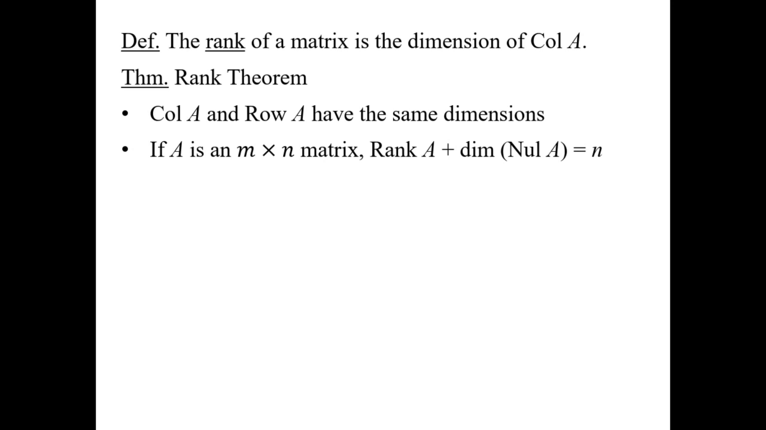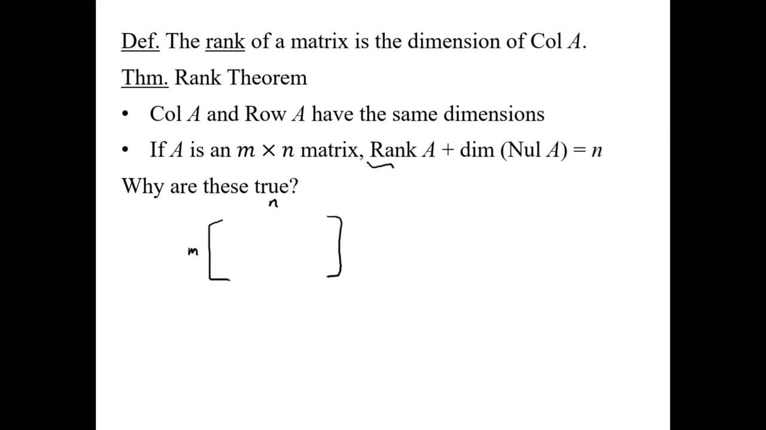If A is an m by n matrix, the rank of A plus the dimension of the null space of A is equal to n. Think about that for a second. And here, why is this true? Okay, we're already answering that. If A is an m by n matrix, that's the number of rows by the number of columns. So there are m rows and there are n columns.